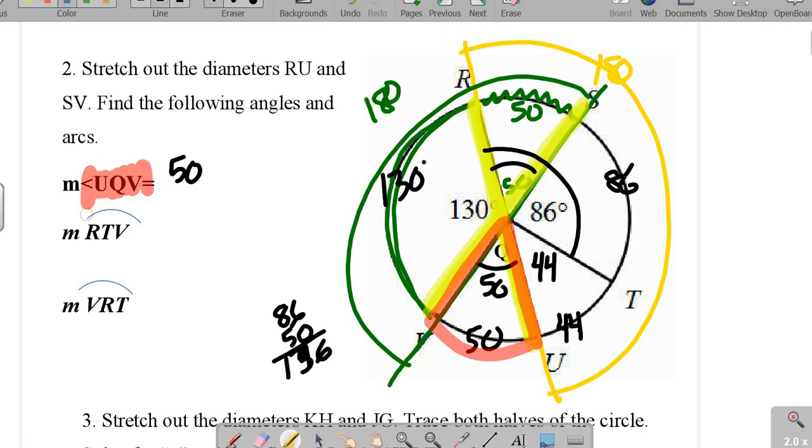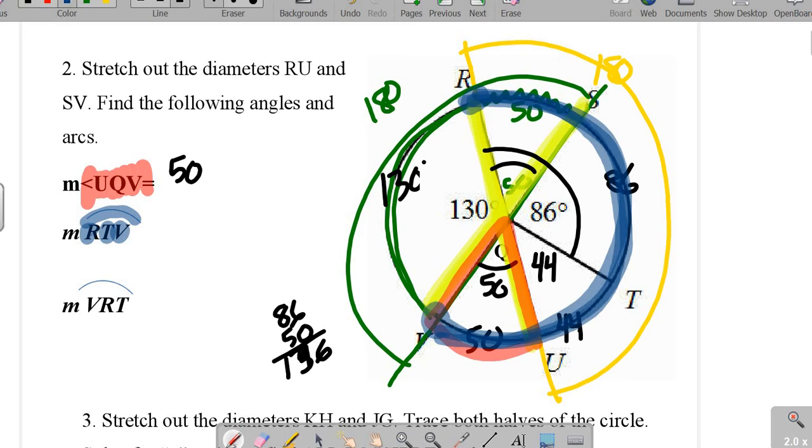Now, major arcs, very important you follow that exact letter order, R, T, V. And you're going along the edge of the circle. R, through T, all the way to V. Has to go in that exact order around the edge of the circle. Trace it again. You're being asked to find that measure. Right there's 180 plus 50. And RTV is 230 degrees.